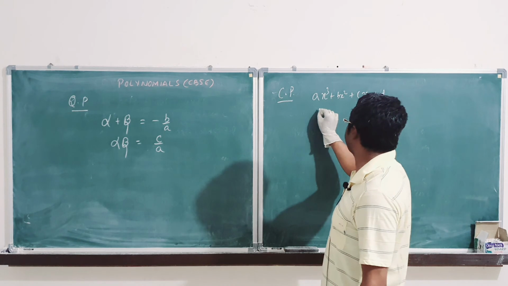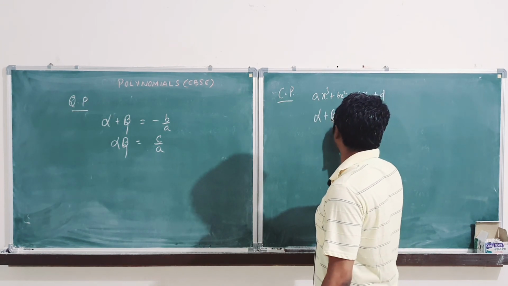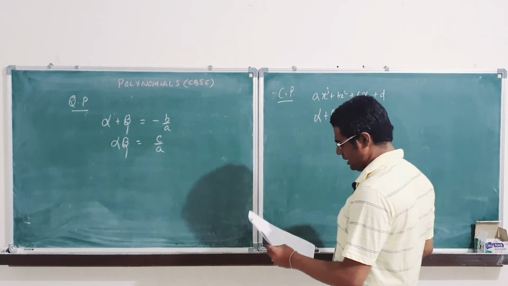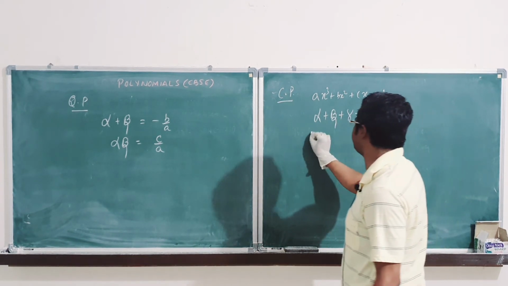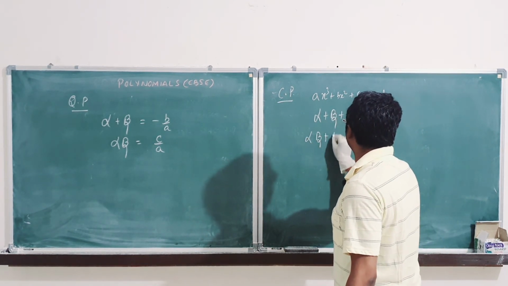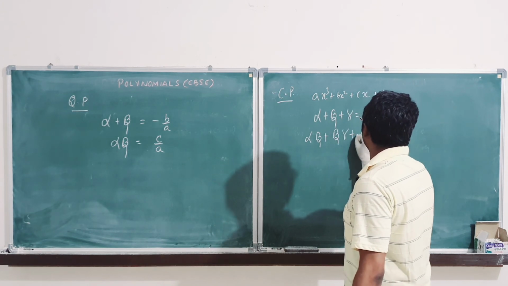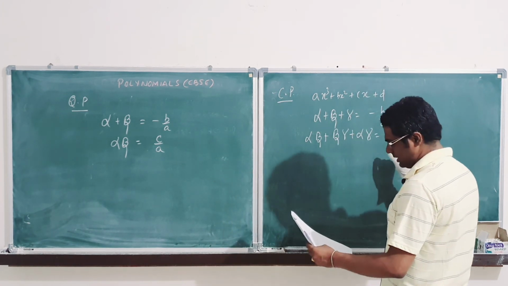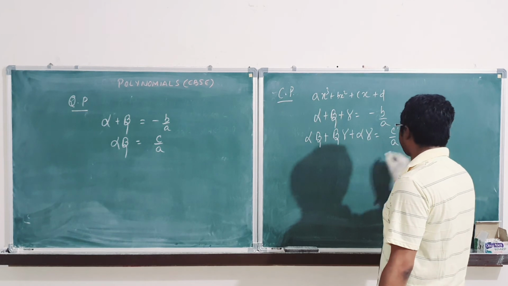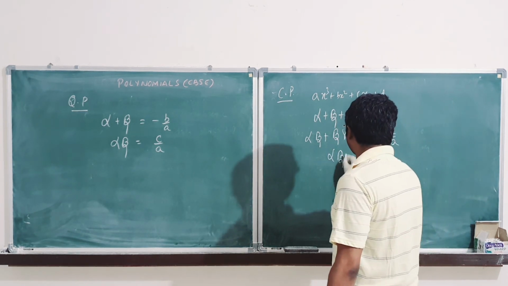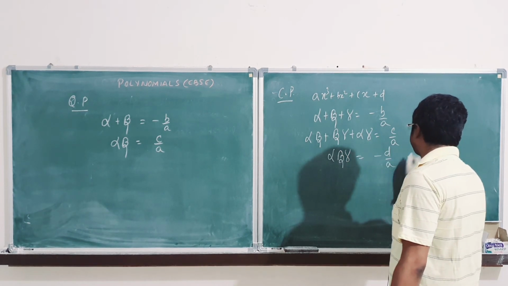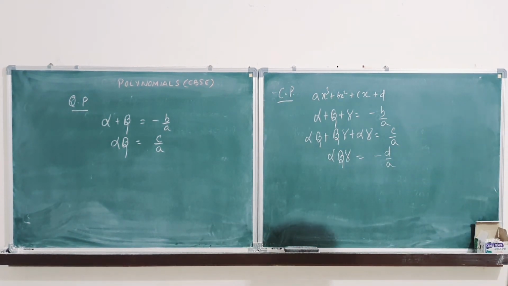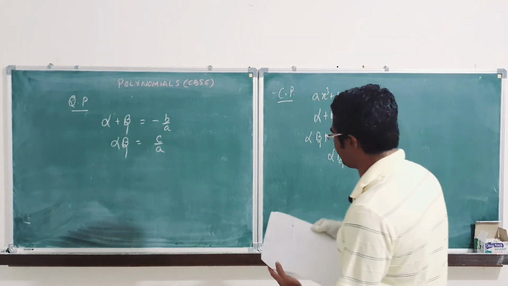Here there are three formulas that you need. Alpha plus beta plus gamma, in this case, will be minus b by a. This is the same, it doesn't change. Next, alpha beta plus beta gamma plus alpha gamma is c by a. Another is alpha beta gamma, that is the product of roots, which is minus d by a. This is for cubic polynomials. You can verify using one cubic polynomial.